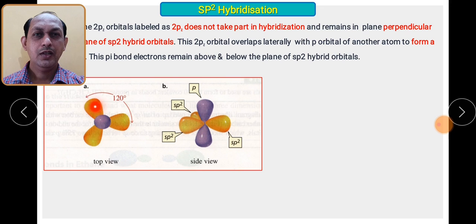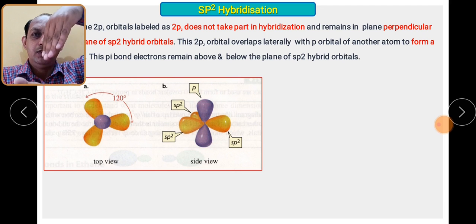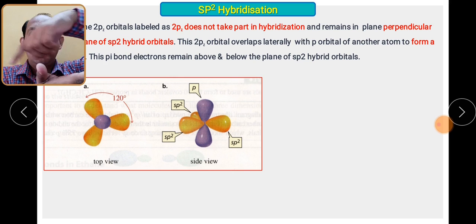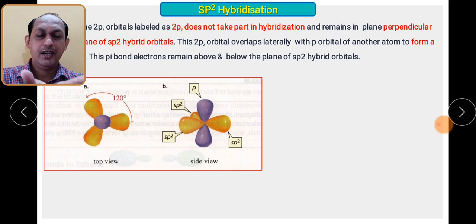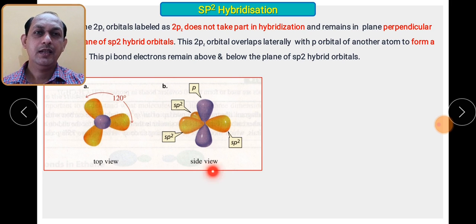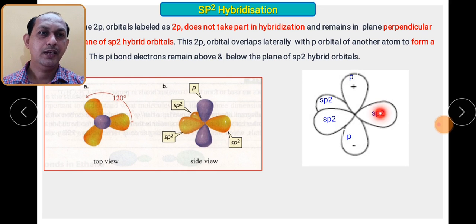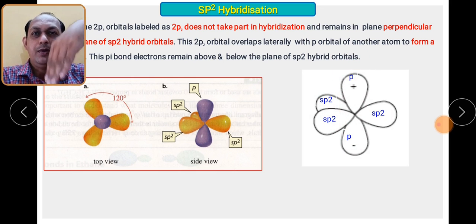Here you can see these are the sp2 hybridized orbitals, which are oriented in a triangular manner with 120 degrees, and one of the pz orbitals, shown in violet color, is unhybridized. The pz orbital is in this plane, while the sp2 orbitals are one in this direction, one in this direction, and one in the downward direction. So it is just like a triangular shape. This is a top view, and this is a side view. Here also we can see sp2, sp2, sp2, and pz remains unhybridized, perpendicular to the plane.